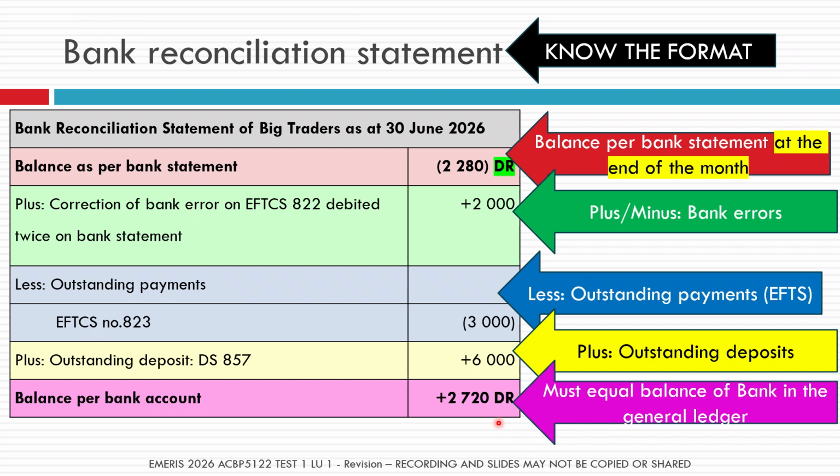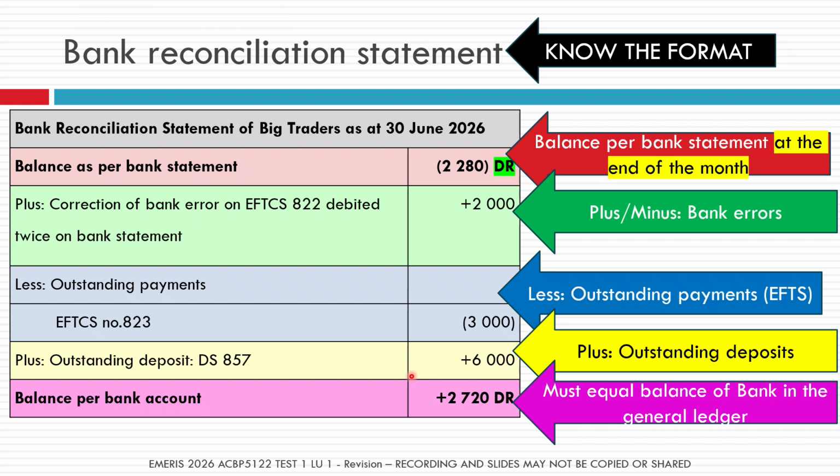And then, as we said earlier, your last total on your bank reconciliation must agree to your balance per your bank account in the general ledger. And that is then your test to see if in fact you did reconcile the bank's balance to the balance that the business is showing.